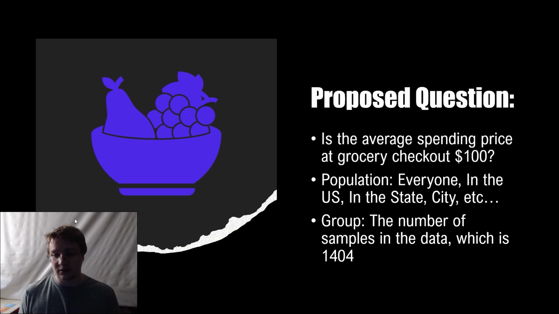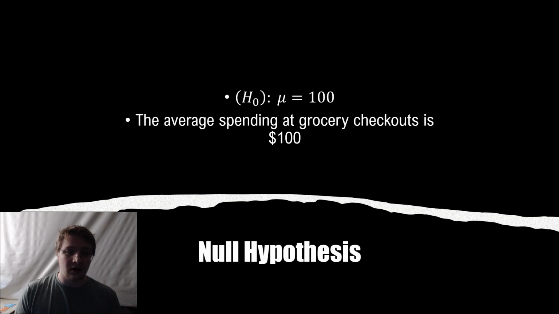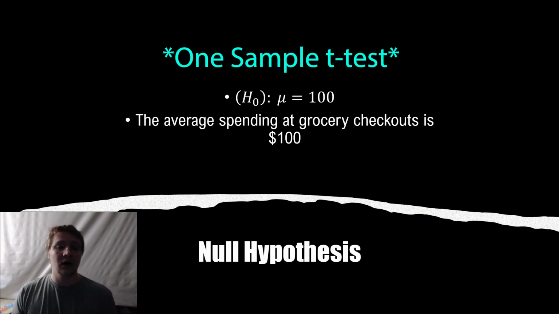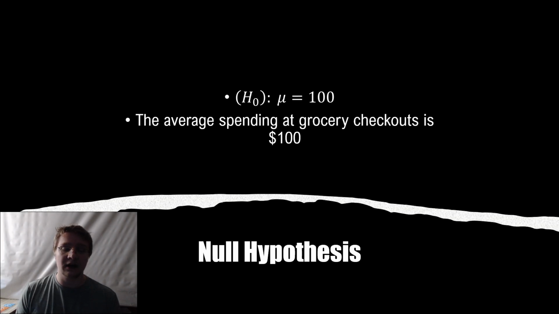Next, we're going to have to establish two kinds of hypotheses. Our null hypothesis in this case is that the average spending in a grocery checkout is $100. We're going to be testing against the $100 hypothesis. The average spending at grocery checkouts is $100 is our null hypothesis.